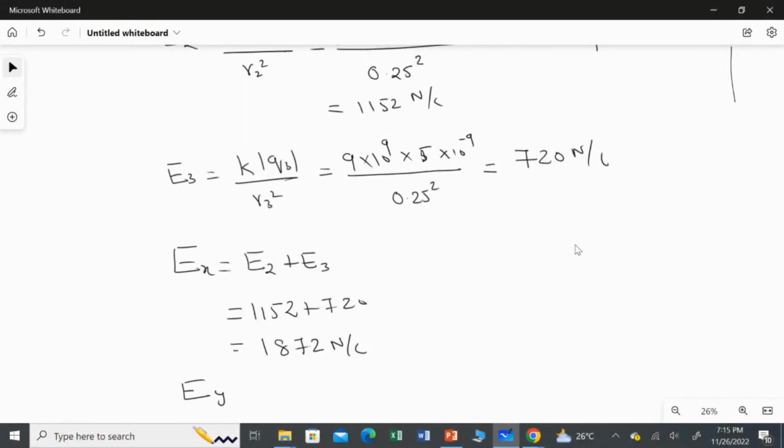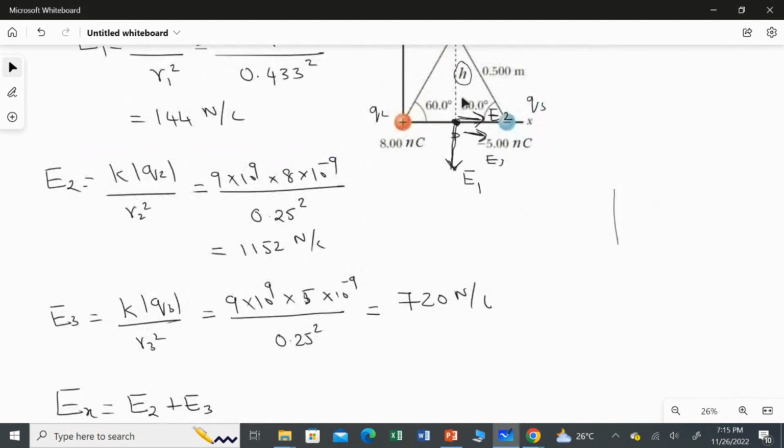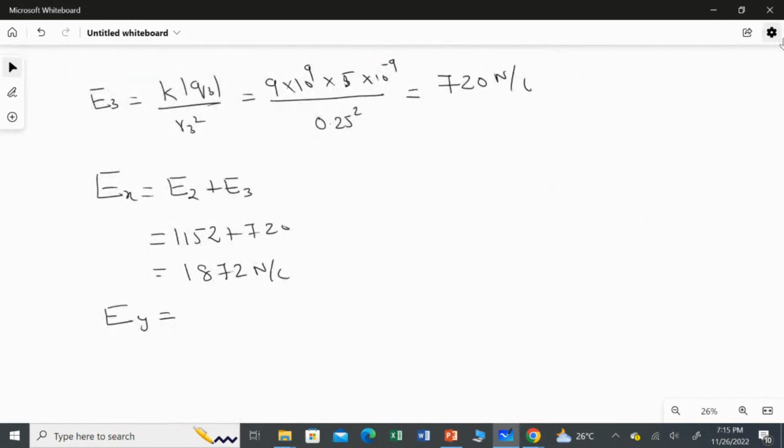And what is your y component? It's very easy. From the diagram itself, you can easily find the answer. Am I right? It is in the negative direction. So negative value of E1. So E1 we got 144. So my y component value is minus 144 because this field is in the negative direction. So negative of y-axis, right? So how I can write? I can write this as 144, but takes negative value because it is in the downward direction.